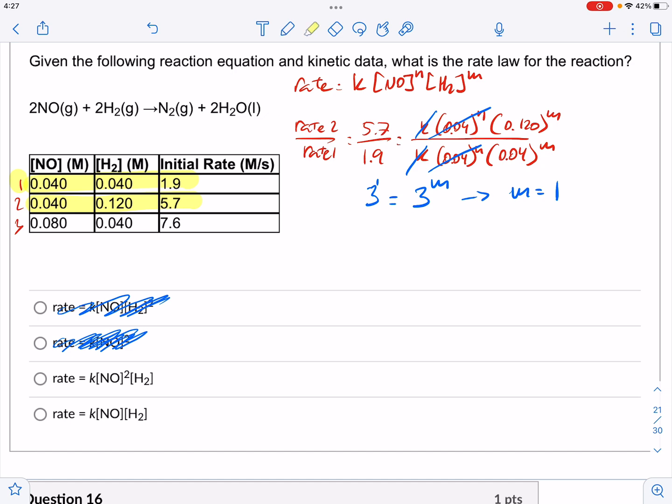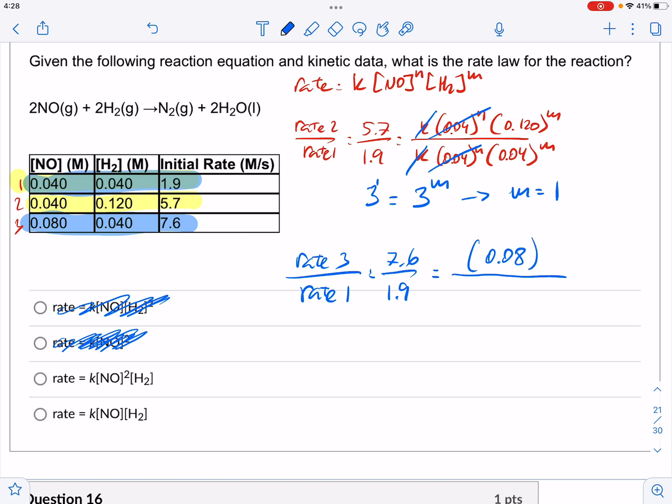Now we will be looking at trials 1 and 3. Rate 3 divided by rate 1 is equal to 7.6 divided by 1.9, and this will be equal to, well, hydrogen and the constant you will discard, so we just focus on nitrogen oxide, and it's going to be 0.80 raised to the power of n divided by 0.04 raised to the power of n.